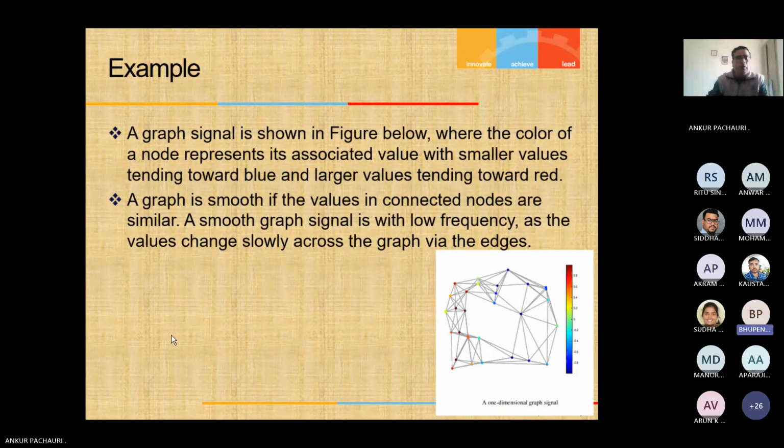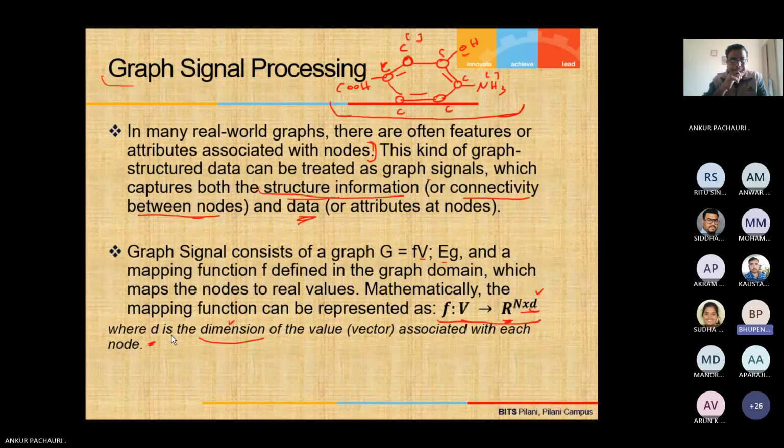Sir, there's one question here. Can you hear me? This graph, G is equal to (V, E), right? So what exactly is V here? Okay, V stands for vertices and E stands for edges.